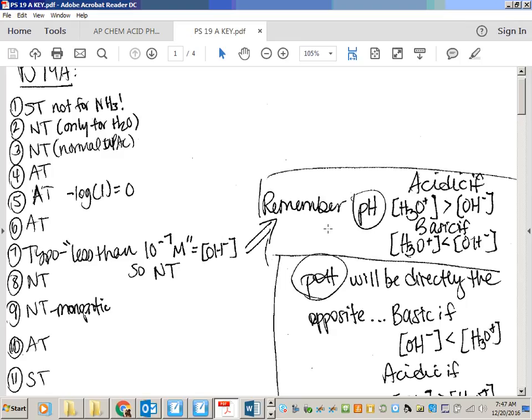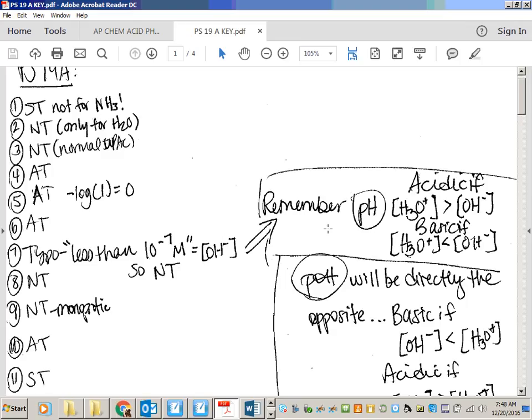4, always true. 5, always true. 6, always true. 7, I don't know what it said. I think it said not true, according to how it was stated. Oh, let me pull that up because I told someone else this yesterday.